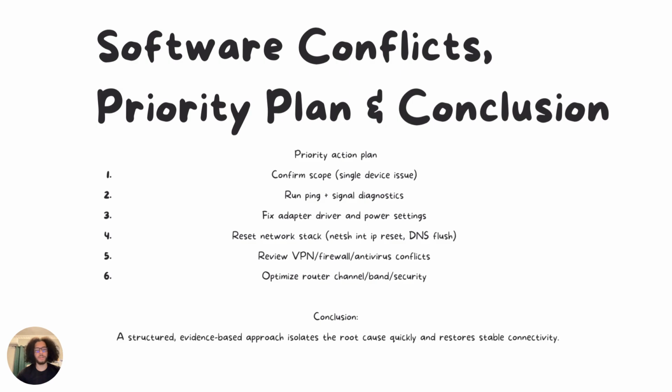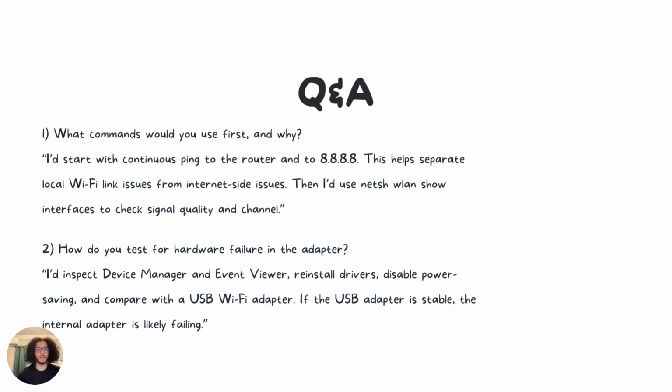Okay, this part is question and answer. The first question is: what command will you use first, and why? It starts with a continuous ping to the router and to 8.8.8.8. This can separate local link failures from internet link failures. Then I use netsh wlan show interfaces to check signal quality and channel.